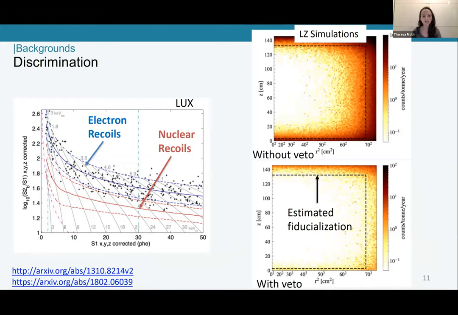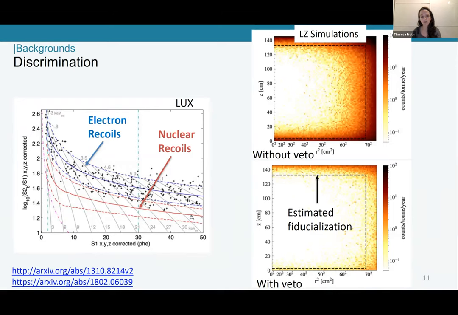So in xenon, the signals for electron recoils and nuclear recoils have slightly different ratios between ionization and scintillation. So from LUX here, in this plot, you can see beautifully that electron recoils, which will be most of our backgrounds, have a higher ionization yield compared to the scintillation yield that lie up here.